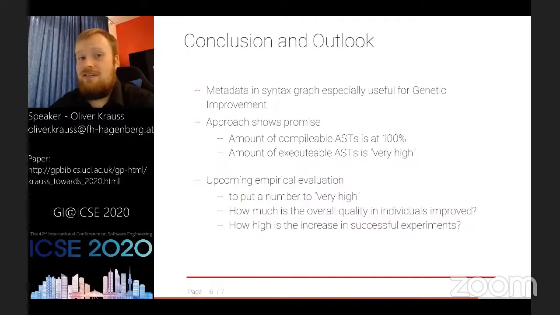We are getting higher all the time though, because we are constantly improving the current graph that we're using for test languages. And what we also want to answer in that empirical evaluation is how much will the overall quality in individuals improve over the whole run? And does it increase the success chances of experiments? So can I actually do more complex experiments that will optimize more complex algorithms?